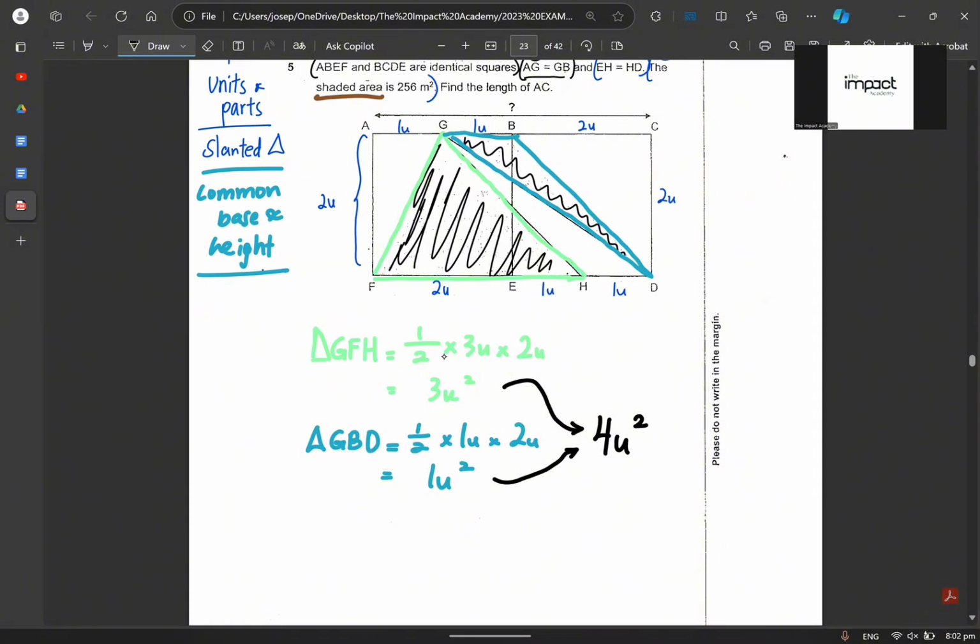So then my answer is still 1 unit square equals to 64, right? I want to push the square away. I square root it. Am I making sense or not making sense? Now the question says AC. So that becomes 8 times 4. And therefore, your answer is 32 meters. And this is your answer for this question.